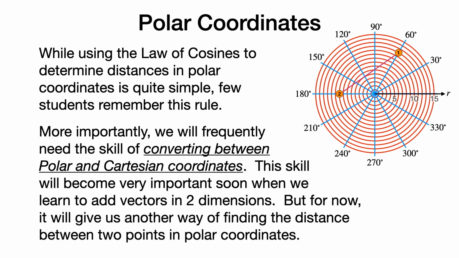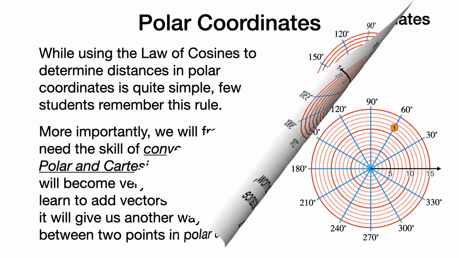While using the law of cosines to determine the distance in polar coordinates is straightforward, few students remember this rule. More importantly, we will frequently need the skill of converting between polar and Cartesian coordinates. This skill will become very important soon when we learn to add vectors in 2 dimensions. But for now, it will give us another way of finding the distance between 2 points in polar coordinates.